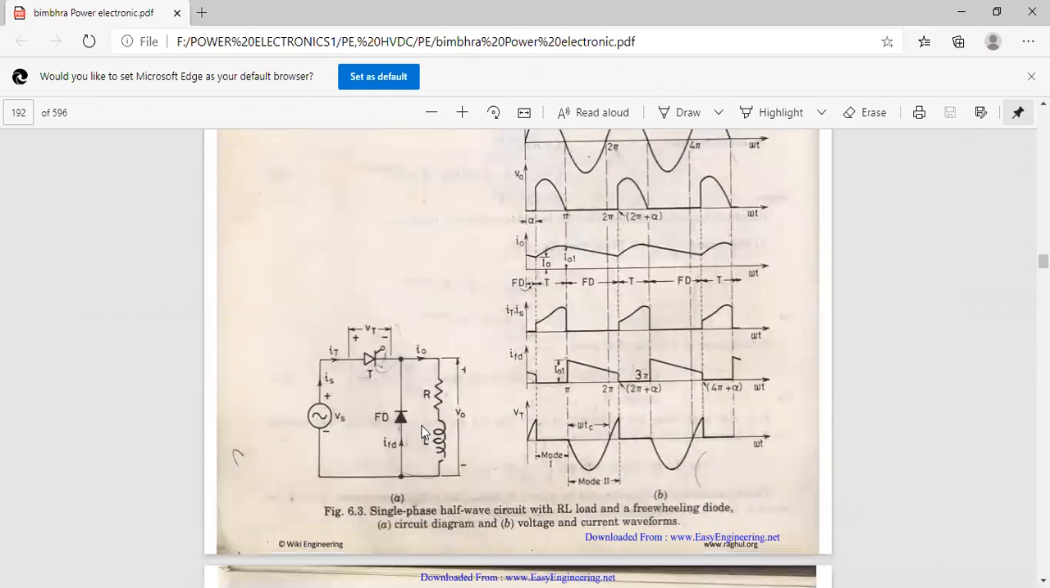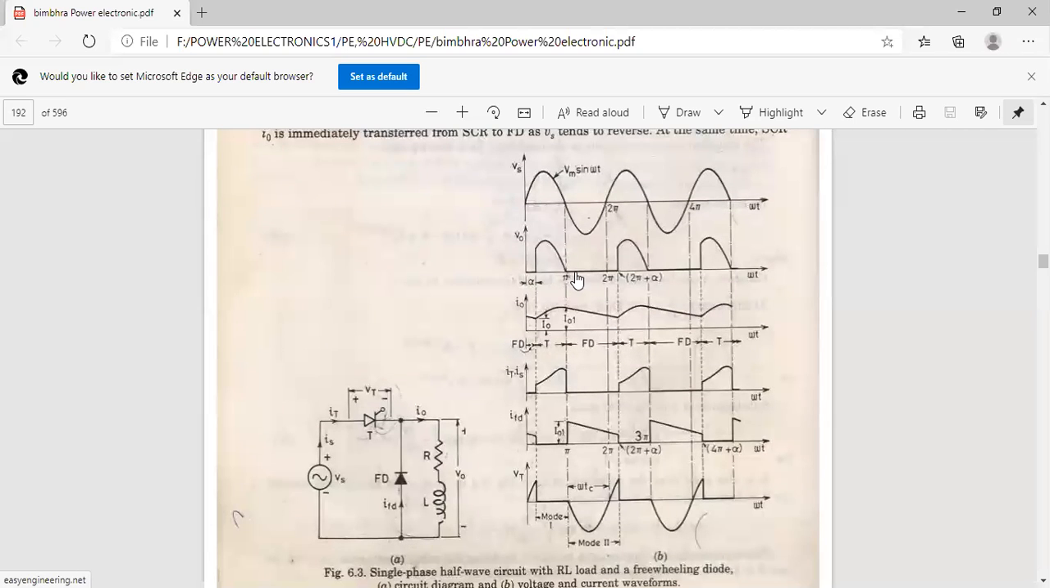Next, single phase half-wave rectifier with RL load and freewheeling diode. This is the freewheeling diode. Here the limits are alpha to pi only. Why alpha to pi? Because after pi, the freewheeling diode is on. When the freewheeling diode is on, the thyristor is open. Now the load is short circuited with the freewheeling diode. Current freewheels through it, so your current is not coming to zero.